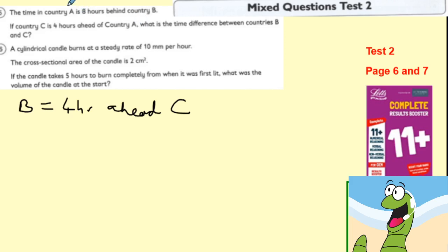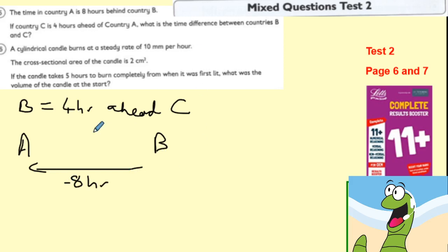So if the time difference between A and B is 8 hours, A would be here, and B would be here. And the time difference between the two is 8 hours. Okay, but that one is behind. So if we go there, we're getting behind. So it's minus 8 hours going that way. Let's get rid of that bit of the arrow there.